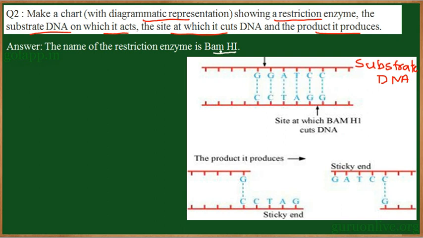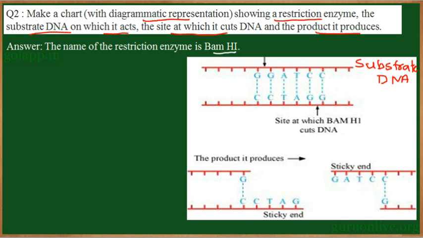Now, this enzyme cuts the DNA at a specific site, and that particular site is called the restriction site. So, all restriction enzymes have a set sequence which is recognized by the enzyme, and it can cut the DNA at that particular sequence. This site is called the restriction site.